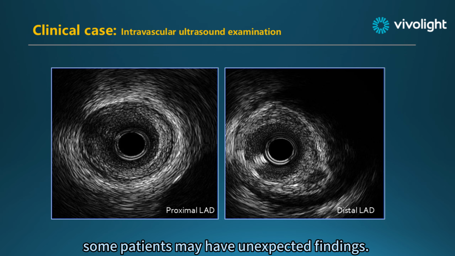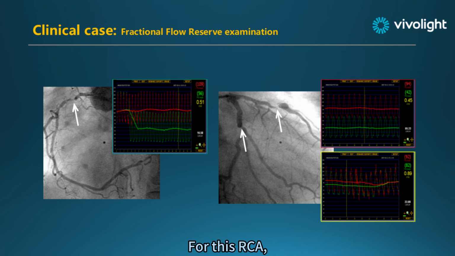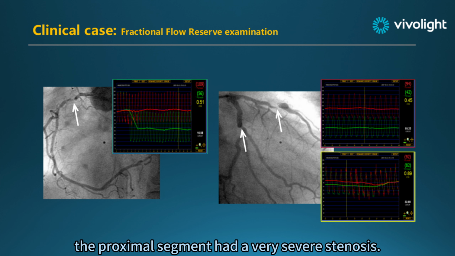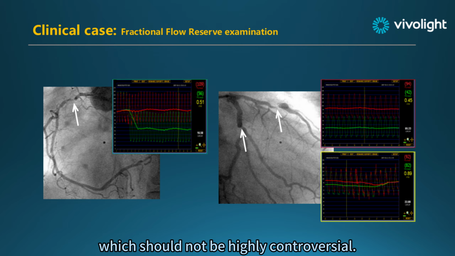However, some patients may have unexpected findings. Let's look at the right coronary artery, RCA. For this RCA, the proximal segment had a very severe stenosis. Based on the degree of stenosis alone, stenting would be indicated, which should not be highly controversial.